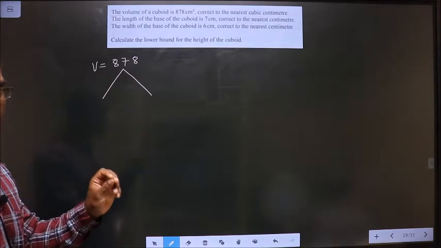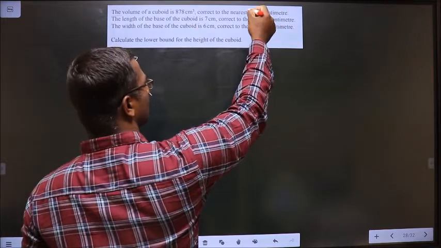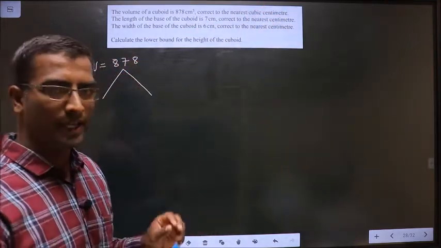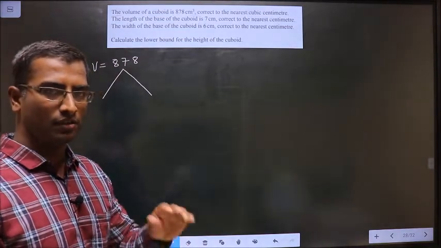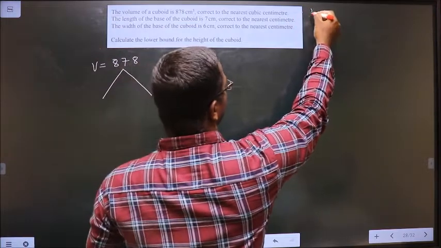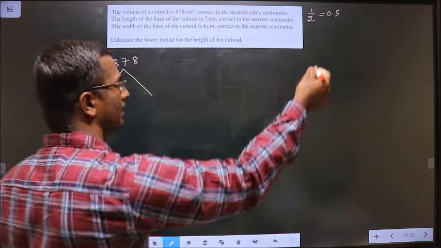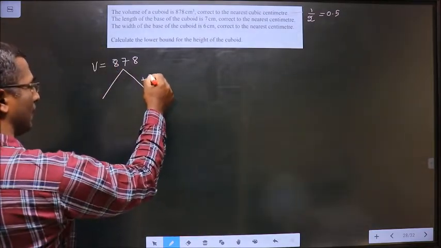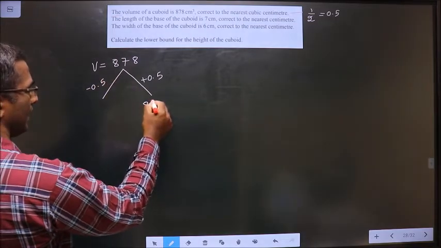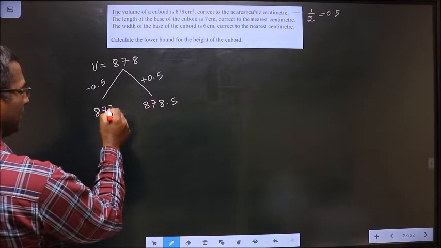We decide based on this. See, it is correct to the nearest, no number means 1 cubic centimeter. It is nearest to whatever, we should do half of that. So when I do half, I get 0.5. This I should add and subtract. So I get 878.5 and 877.5.